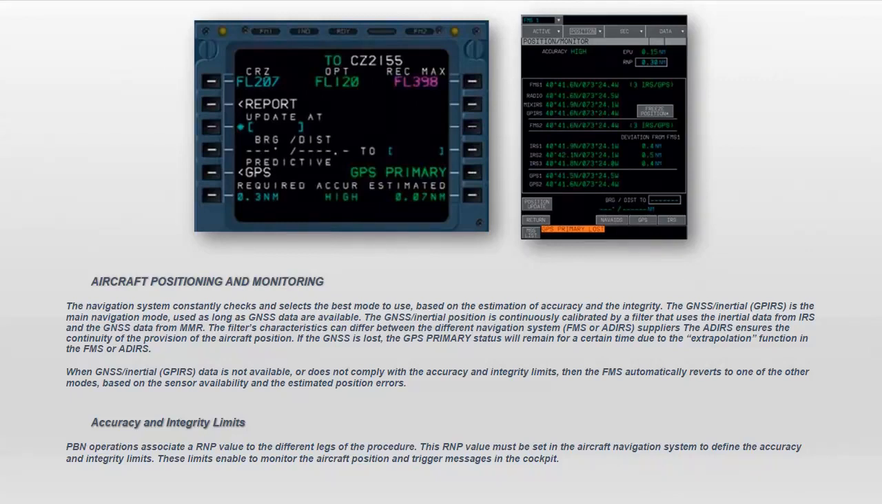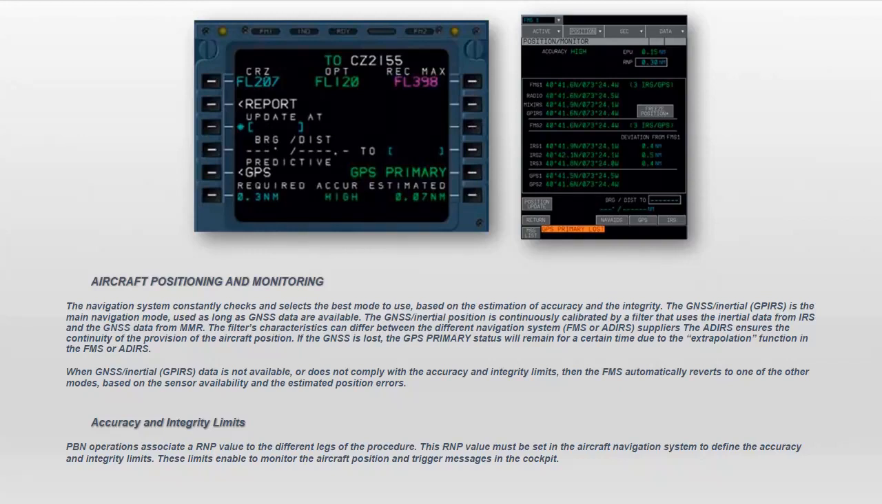Aircraft positioning and monitoring. The navigation system constantly checks and selects the best mode to use, based on the estimation of accuracy and the integrity. The GNSS, inertial, GPIRS, is the main navigation mode, used as long as GNSS data are available.